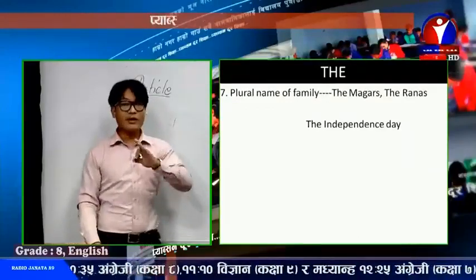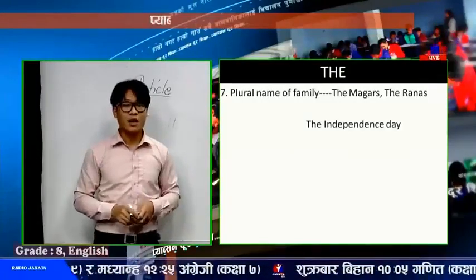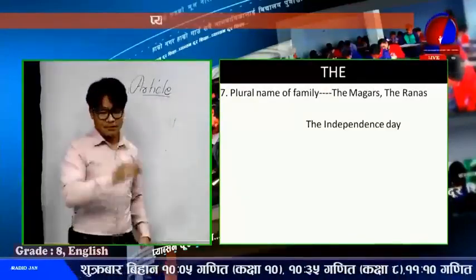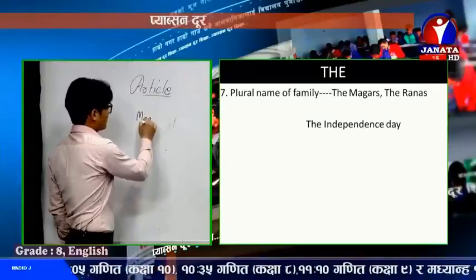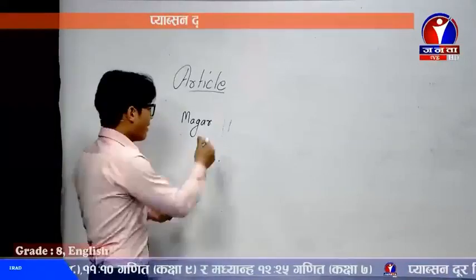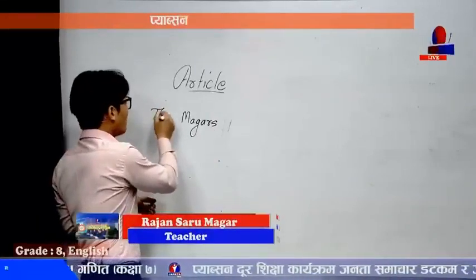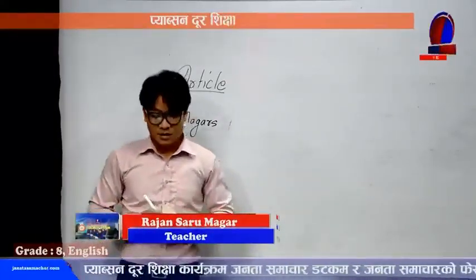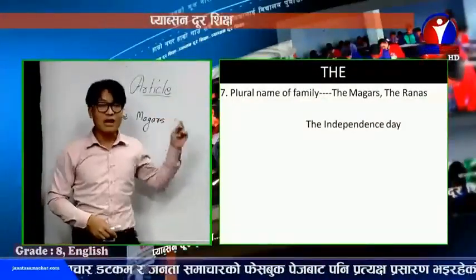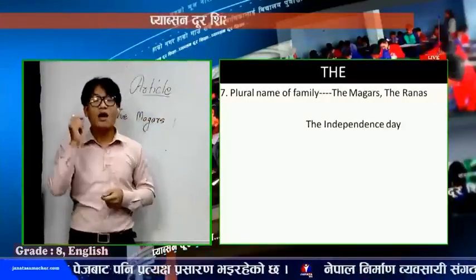Next, plural name of family. When there is a plural name of family, then the article is used. But if there is a singular, then what will be? If there is a singular, then no article. Example, if there is only one, Mugger, singular, no article. But if I write here s and make it plural, Muggers, then it takes the article. So you can see this side, example, the Muggers, the Ranas, the Thapas. If there is a plural name of family, then you should use the article.